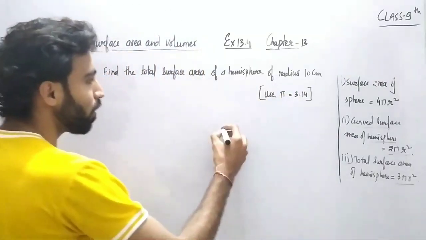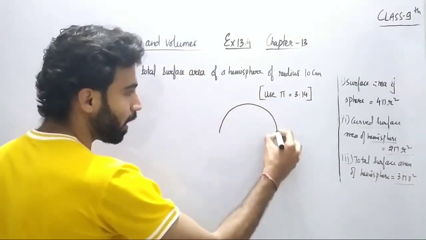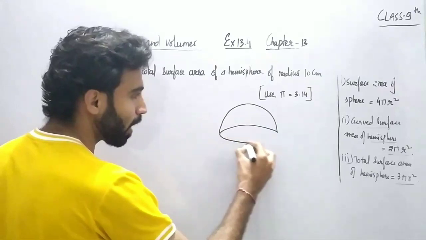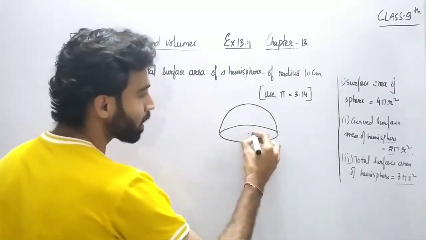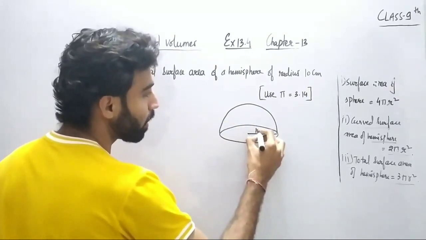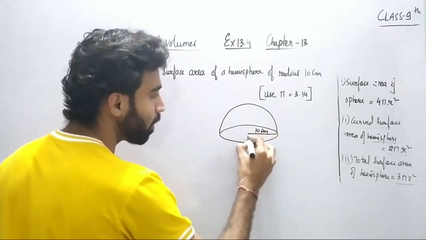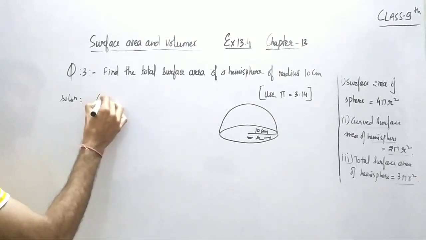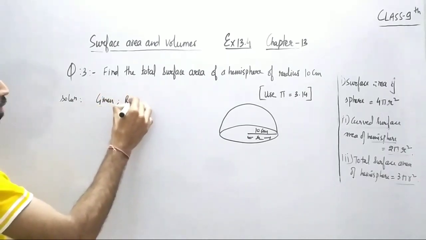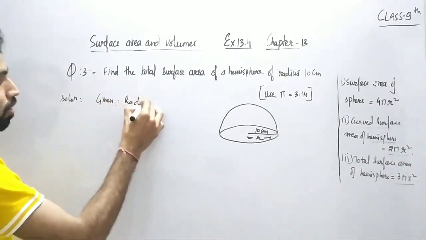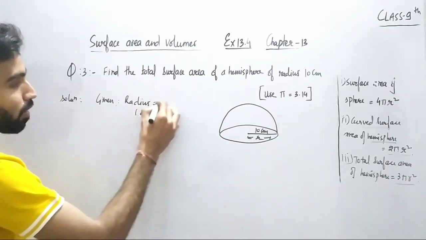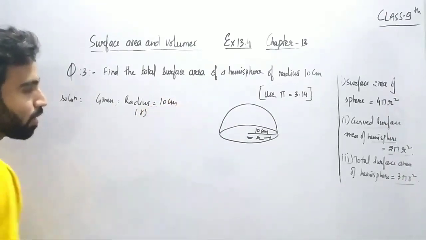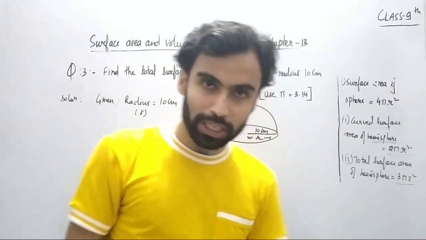So now first of all, if I just draw a rough figure of a hemisphere like this. Now हमें पता है यहाँ पे radius given है of the base, that is 10 centimeters. So this is the radius given to us. So let me first write down in the solution what is given to us. So the given is that the radius is 10 centimeters, right? So यहाँ पे हमें radius given है, that is 10 centimeter.